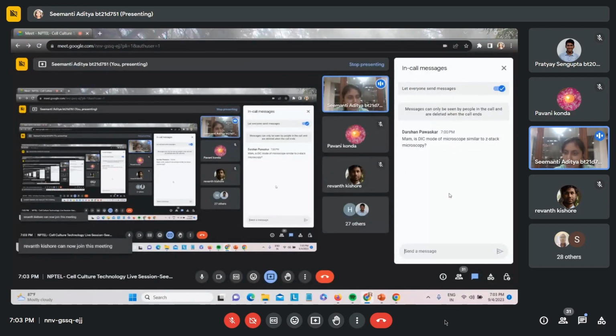Darshan is asking, is the DIC mode of a microscope similar to Z-stack microscopy? Z-stack is not a type of microscopy. It is a property you can use for DIC, for fluorescence, for bright field, everything. In DIC, your image itself will appear bulged because of differential interference, a contrast against the background, as a result of which the background is reduced to such a low level that your cells appear bulged naturally without doing Z-stacking.